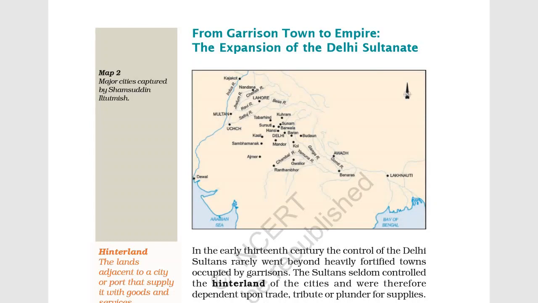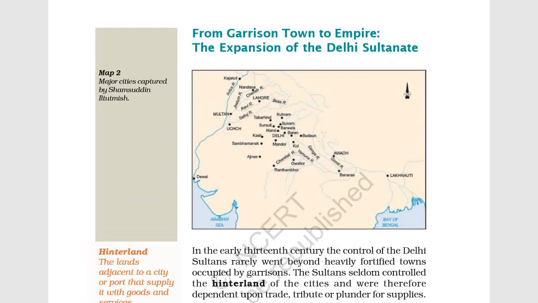So generally, through this unit, we'll be talking about terms like garrison, hinterland and fortified towns. First of all, let me tell you what a fortified town is. In the early 13th century, there was a system of fortified towns. When a town is enclosed from all sides by the walls of a fort, it is called a fortified town. And fortified towns were protected by soldiers, by garrisons.